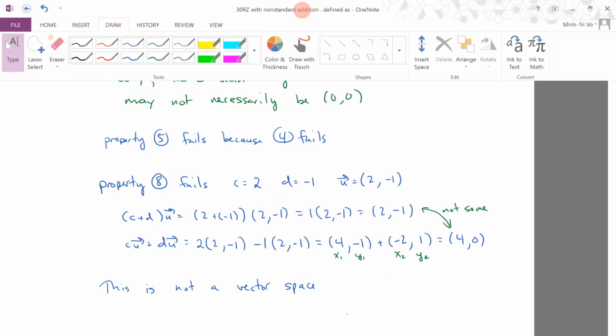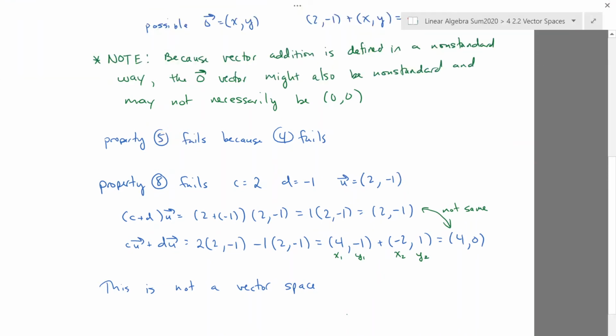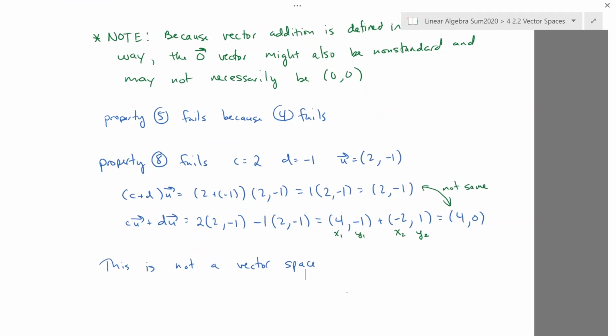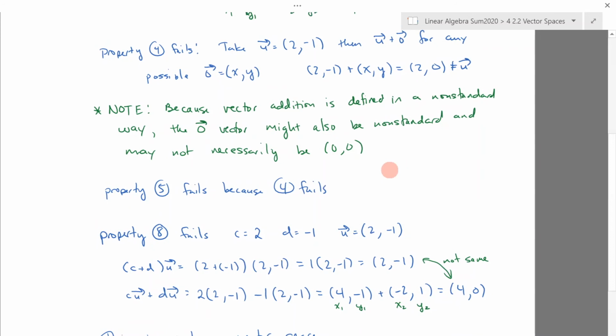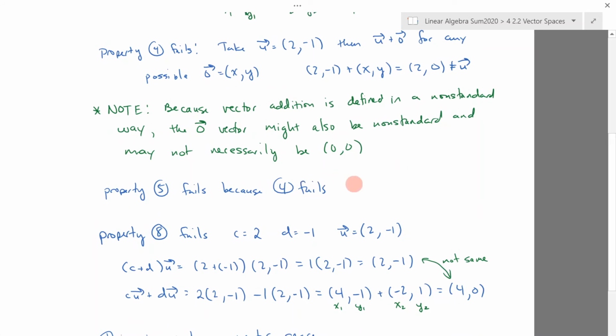And one other thing to note is that in property 5, where you're talking about the additive inverse, again, because vector addition is non-standard, the additive inverse might also be non-standard. In this case, it doesn't exist at all.